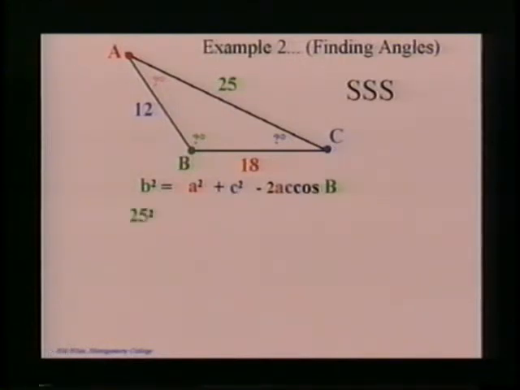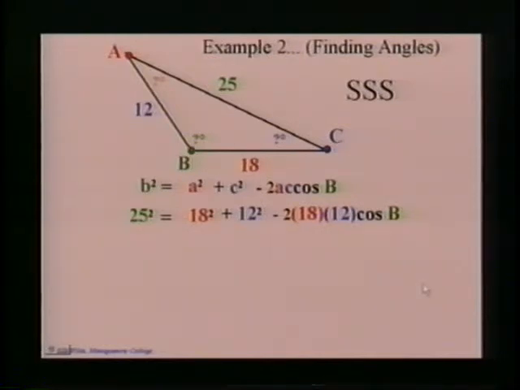Okay? Well, the only numbers I can put in here are the ones I know. b is 25, and I know a and c. I'll put those in, a being 18, and c being 12, the side opposite angle C. Okay, and I'll put those 12 and 18 in, but I don't know the angle b. And that's the only thing that's missing here. Okay? Well, let's solve this equation.